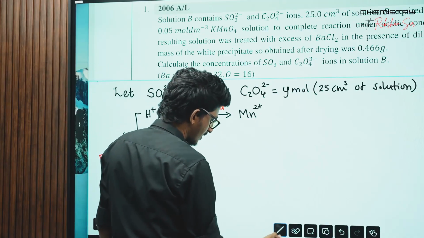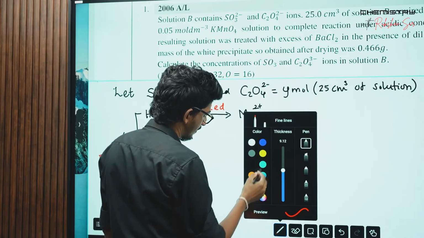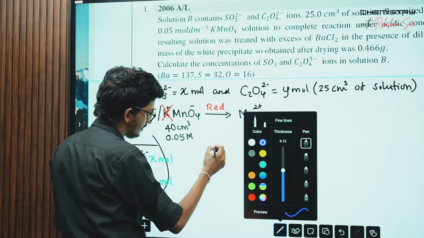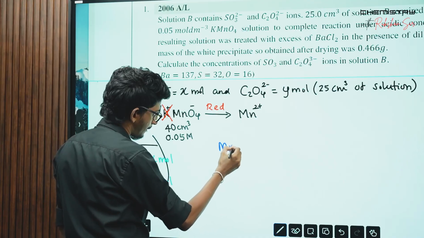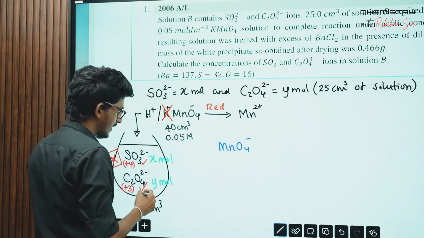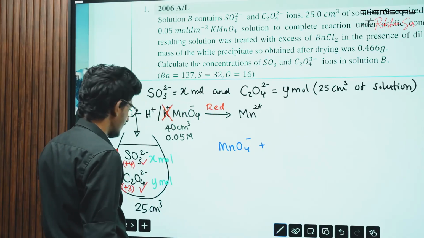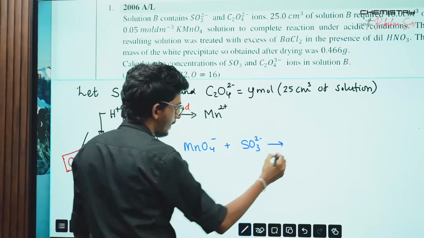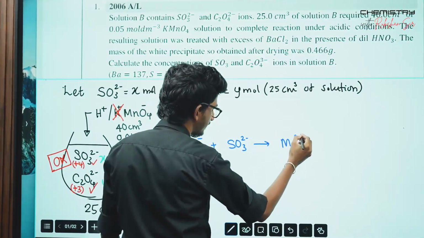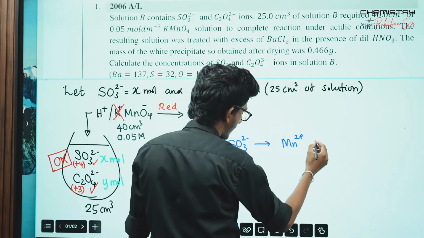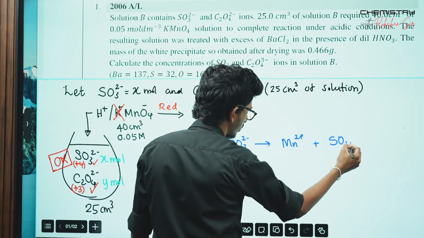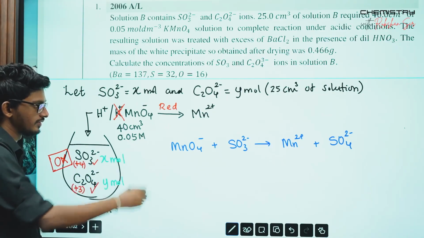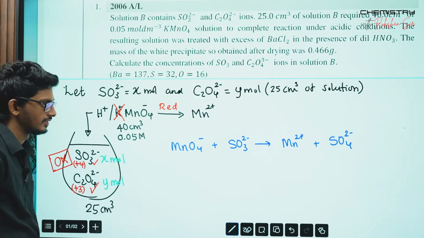So let's write the reactions, coming up with the chemical equations here. The first reaction is in acidic medium balancing, right? MnO4 minus reacting with SO3 2 minus to produce Mn2 plus and what? SO4 2 minus. Is this clear now? The sulfites will get oxidized to sulfates. That is what it says in our note, right?